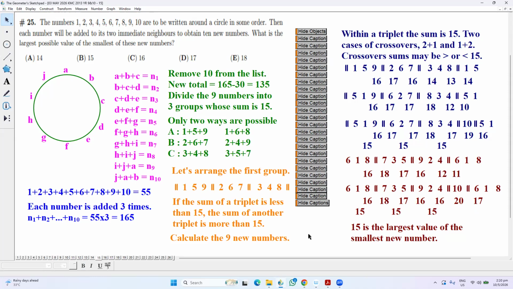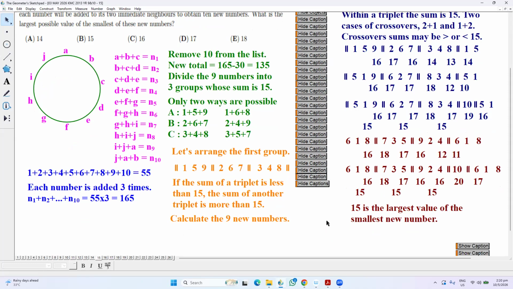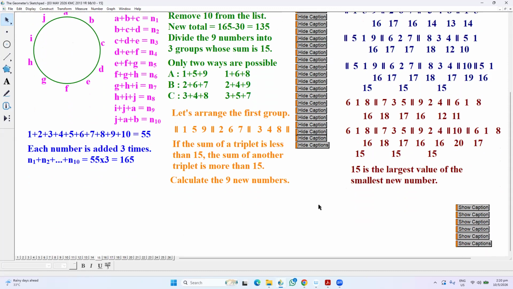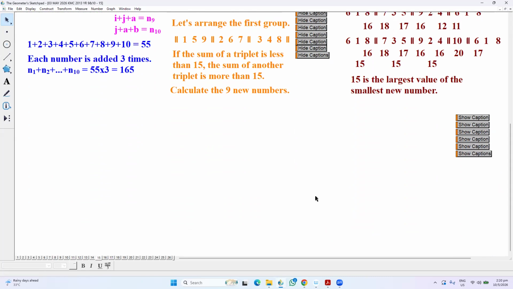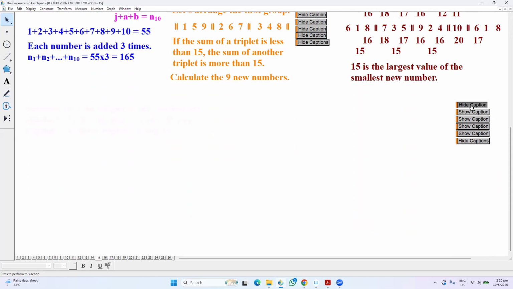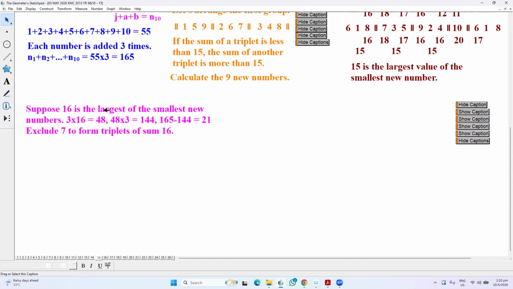I know the reason why the answer they give is 16. They did not do the arrangement. They just calculate the average only. Now prove why it cannot be 16. Suppose 16 is the largest. Then we got 3 sets of triplet, 48. And then each number is used 3 times. 48 times 3, 144. The total is 165 minus 144 is 21.